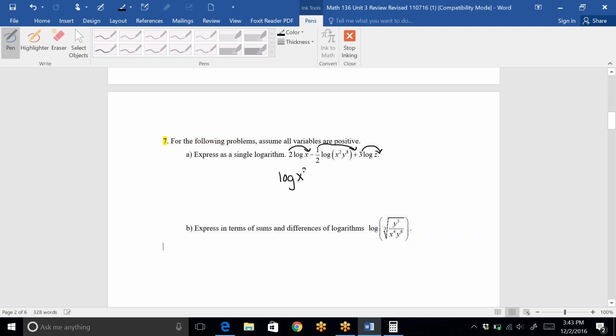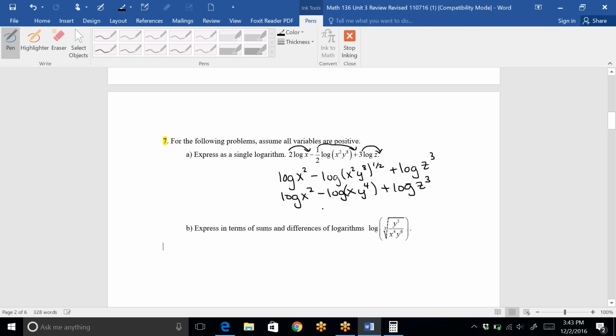So this will be log x squared minus log of the argument, which is x squared y to the 8th, all to the 1/2 power, plus log z to the 3rd power. You can apply this exponent rule here, so you can take half of each of those by multiplying 8 by a half and 2 by a half. That'll then actually take care of the radical part for you. So this would just be x and y to the 4th as my argument, and then plus log z to the 3rd.